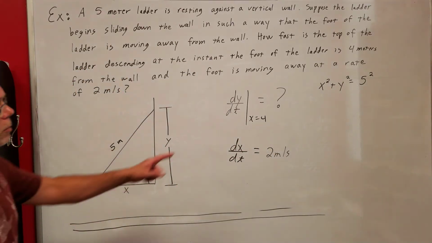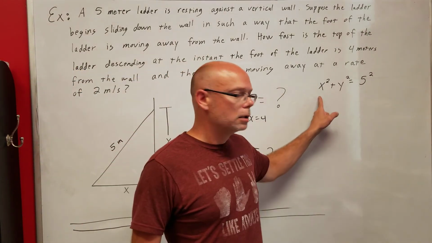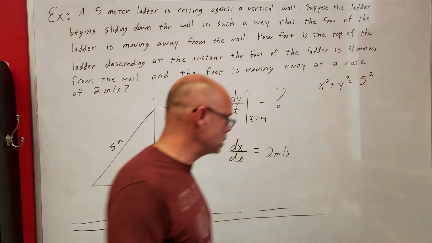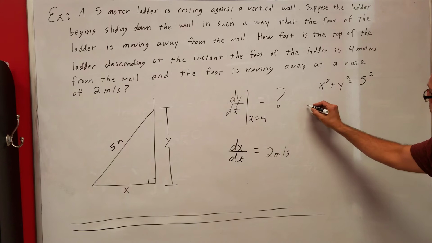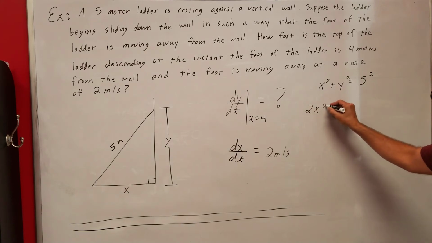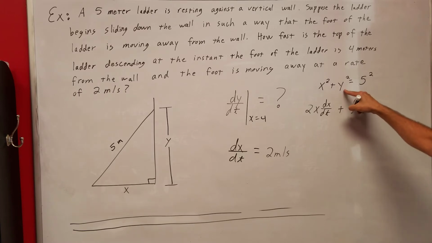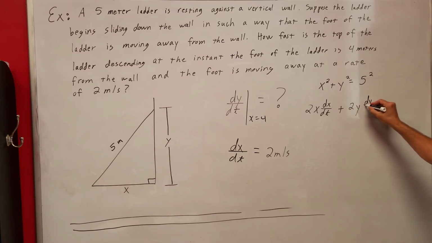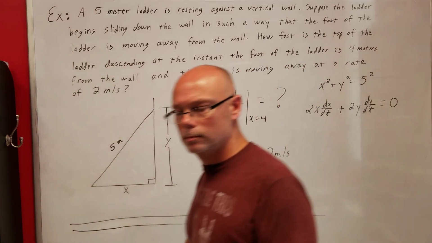Now that's an equation with y and with x in it, and I can take the derivative with respect to t of that thing. Let's do so. The derivative of this part with respect to t will be 2x to the first times dx over dt, plus, for this part, 2y to the first times dy over dt. What's the derivative of 5 squared? 0.